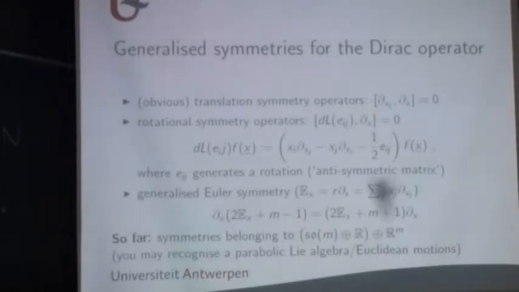It's not a typo. It tells you that you have a generalized symmetry. This would be delta 1. This would be delta 2. But still, solutions go to solutions. So I still have a symmetry.